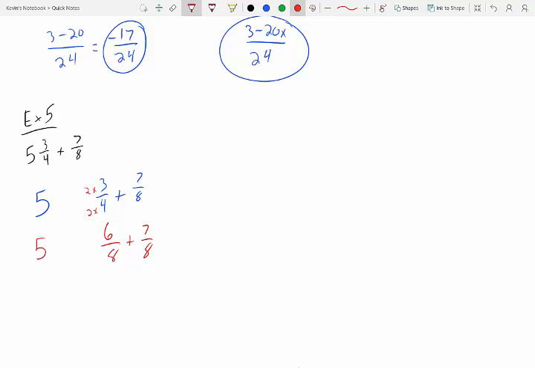And I'm going to bring my 5 down as well. Keep the bottom as 8. 6 plus 7 is 13. 5 and 13/8. Which, if I look, my top number, my numerator, is bigger than the bottom. And I can take an 8 out of it. So 8 out of 13 is going to be 5 over 8. I took a 1 out plus the 5. So my final answer is 6 and 5/8.